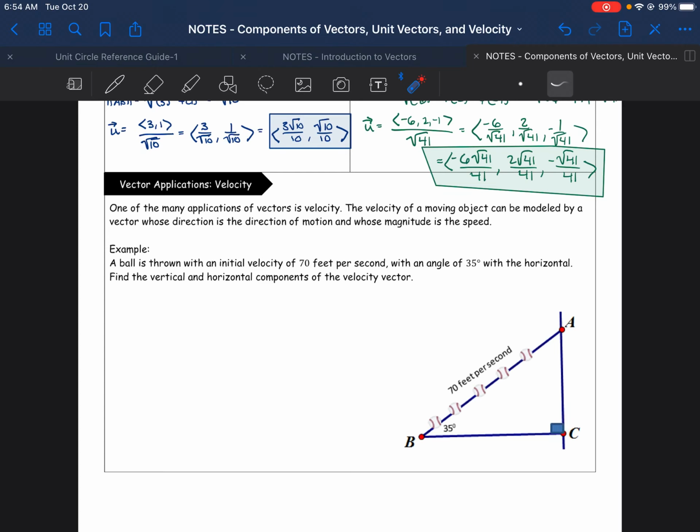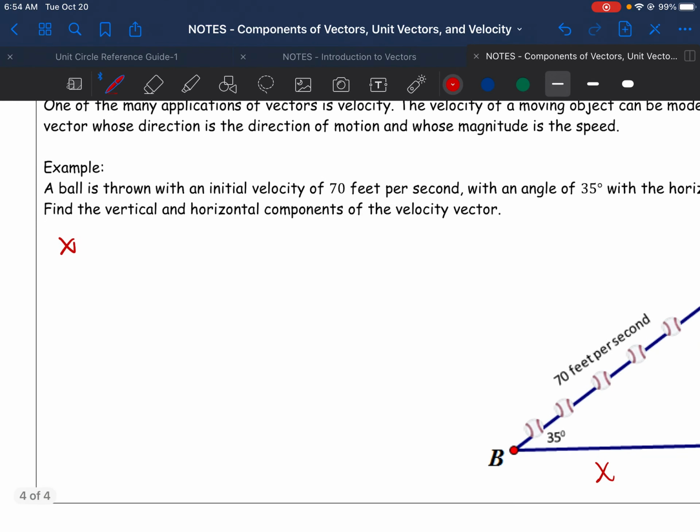Okay, so I'm going to go ahead and label this x for the horizontal component and y for the vertical component.